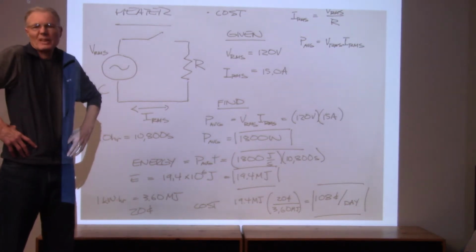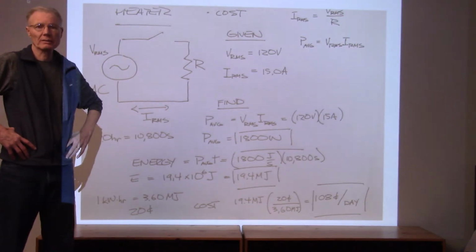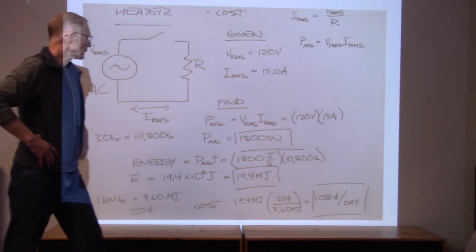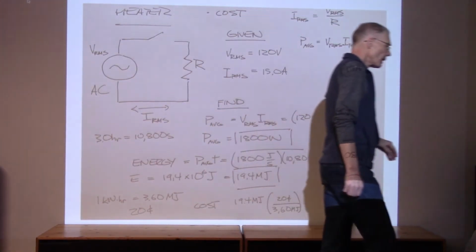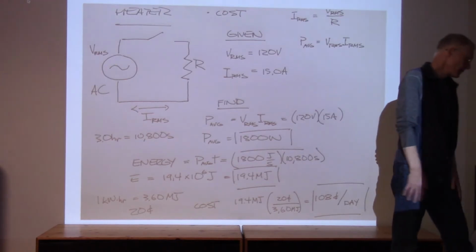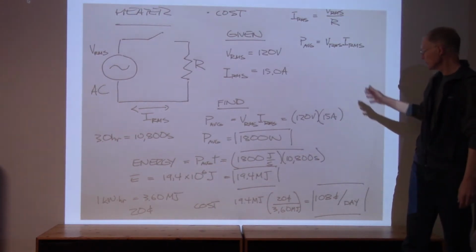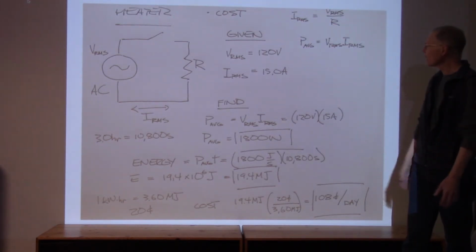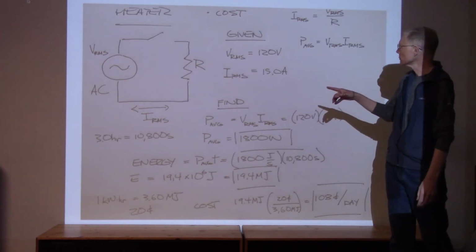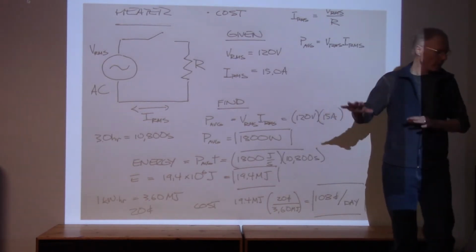All right, and so that's how you do cost calculations for electric energy. And then we also, along the way, I guess we could have solved for resistance. We never did that. We could have figured out how much resistance we have in the circuit. Looks like 8 ohms, is that what it, anyway.